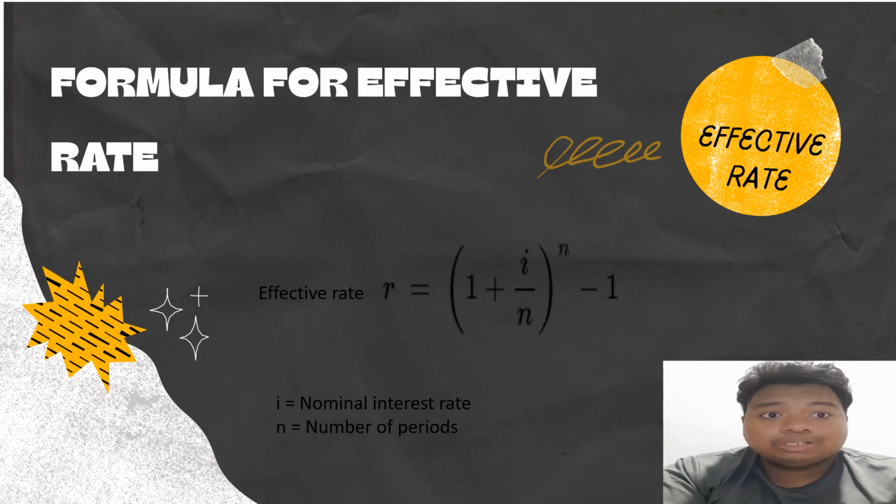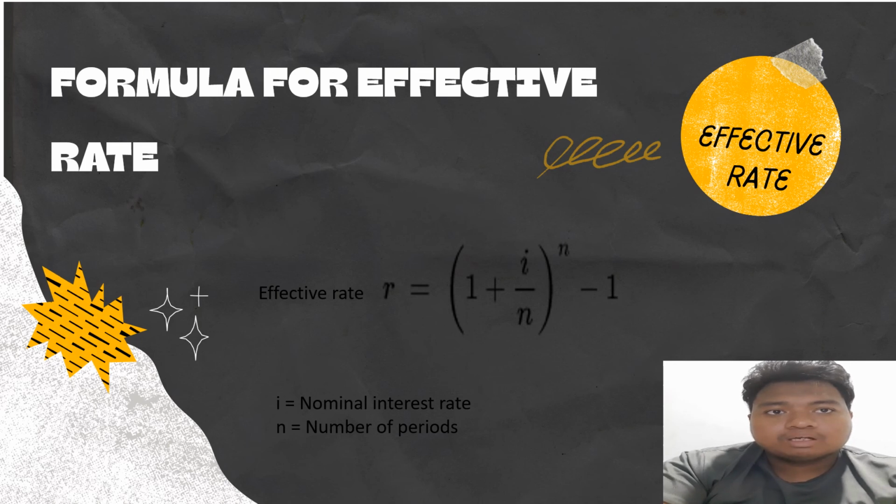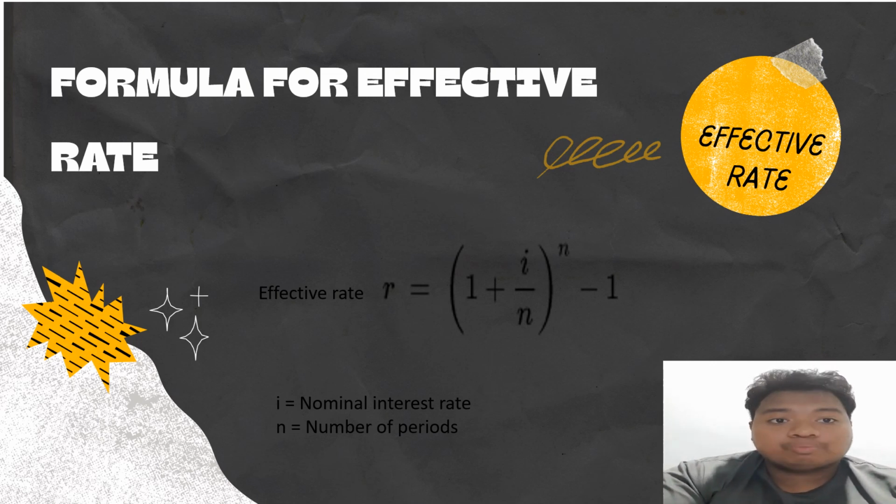Next is the formula for the effective rate. Effective rate equals (1 plus i per n) to the power of n, minus 1. Where i is the nominal interest rate, while n is the number of periods.